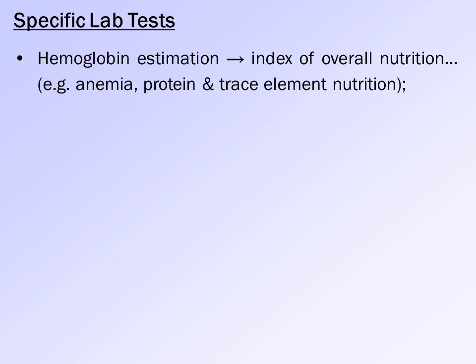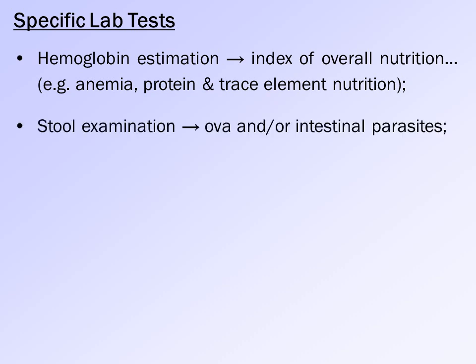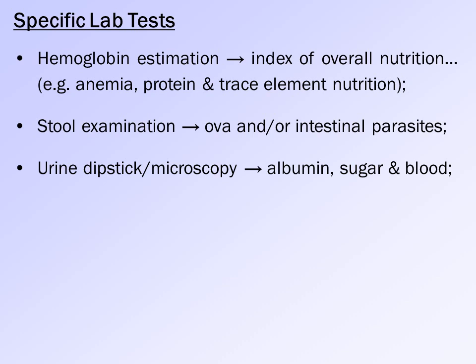Specific lab tests include hemoglobin estimation, which is an index of overall nutrition as it measures the anemia, the protein, and the trace elements in nutrition. Stool examination for ova and or intestinal parasites. Urine dipstick microscopy for albumin, sugar, and the blood.